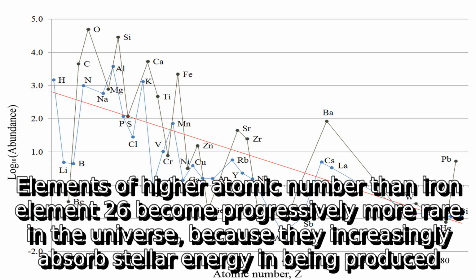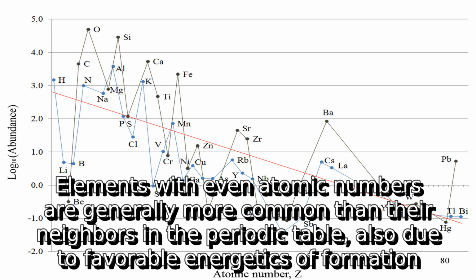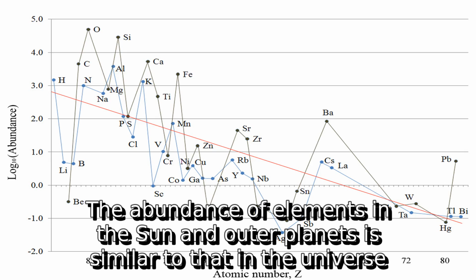Elements of higher atomic number than iron, element 26, become progressively more rare in the universe because they increasingly absorb stellar energy in being produced. Elements with even atomic numbers are generally more common than their neighbors in the periodic table, also due to favorable energetics of formation. The abundance of elements in the Sun and outer planets is similar to that in the universe.